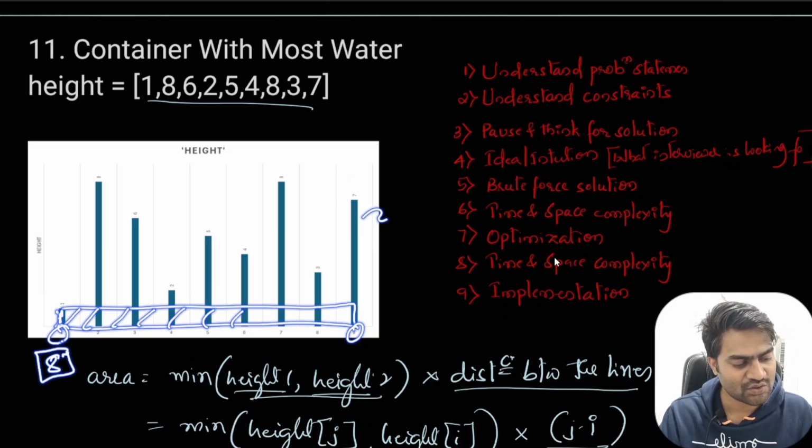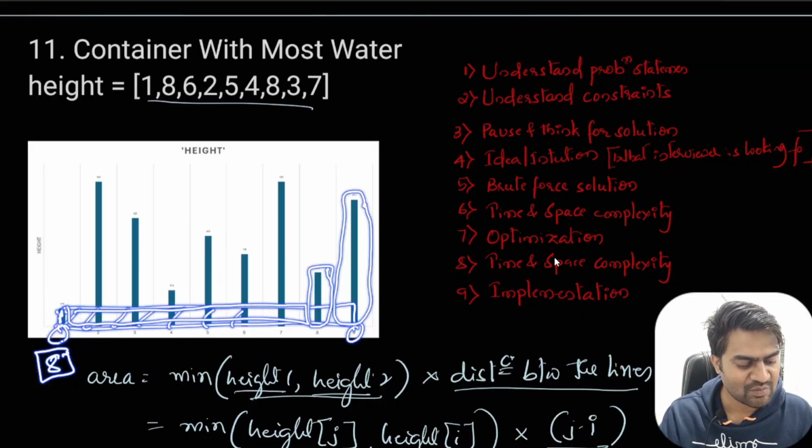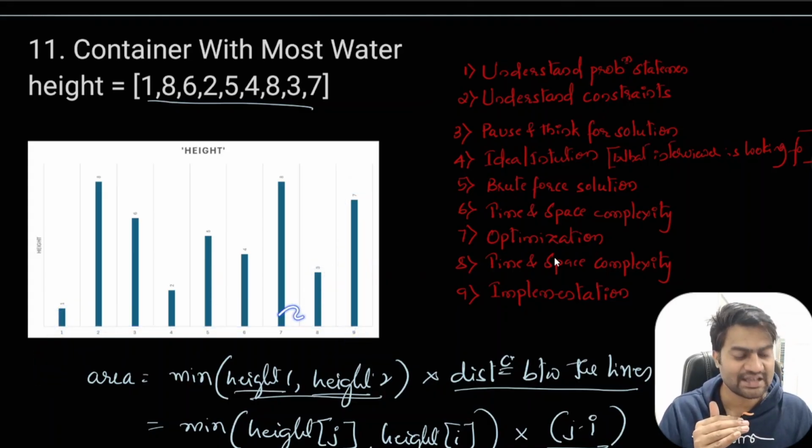Now if I want to eliminate this height and consider the next height and try to find the maximum rectangle, the minimum value is still 1. But if you see, the distance is getting reduced, right? Now the area becomes 7, which is less than 8. So there is no point in considering the lower value. We want the higher value, so we are trying to increase the area of the rectangle. In that case, I will eliminate this lower value.